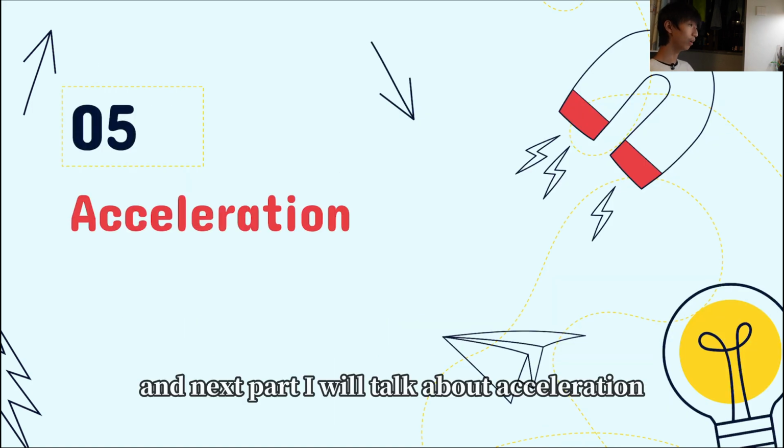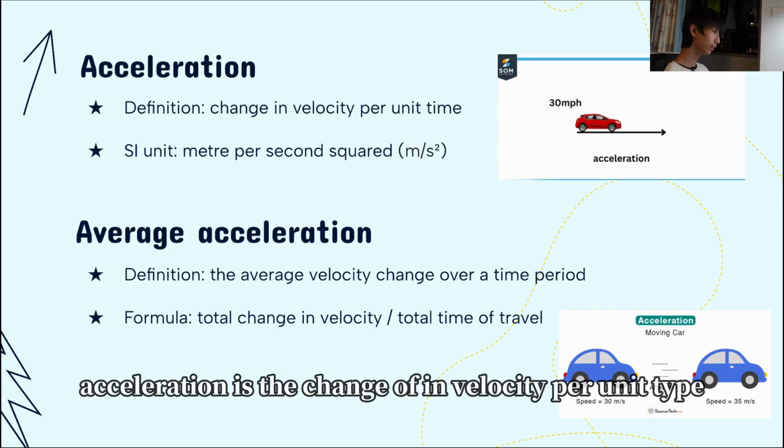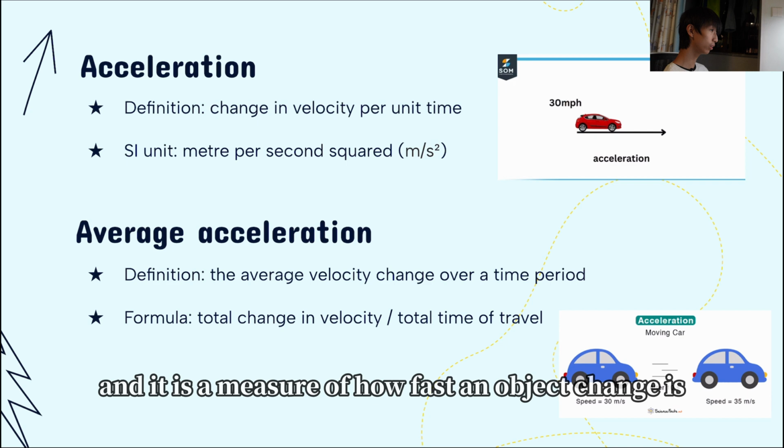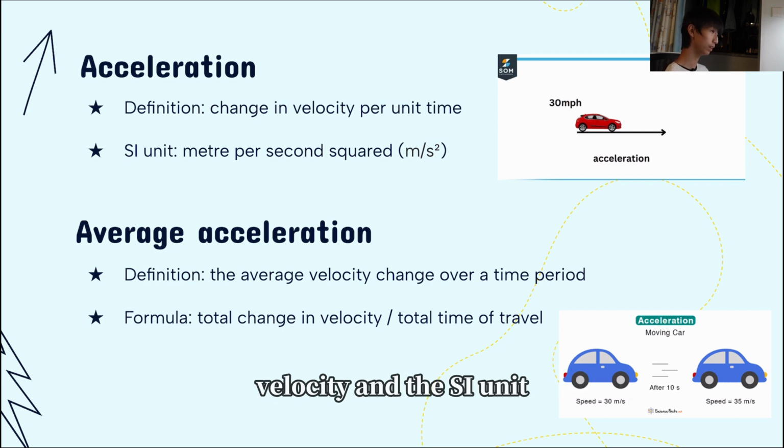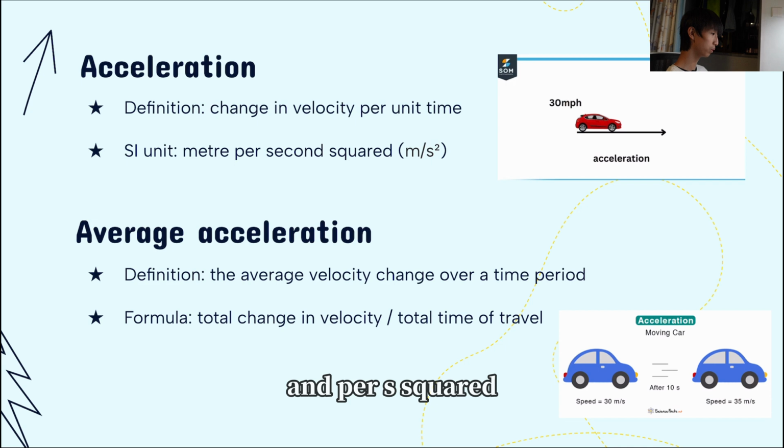And next part, I will talk about acceleration. Acceleration is the change in velocity per unit time, and it is a measure of how fast an object changes its velocity. And the SI unit of acceleration is meter per second squared, m per s squared.